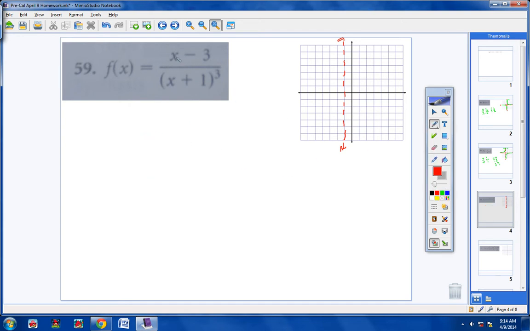So whenever the numerator is smaller than the denominator, you have a horizontal asymptote at y equals 0. Okay, so here's your horizontal asymptote, and there are no slant asymptotes. So there we go. I mean, this is pretty fast.